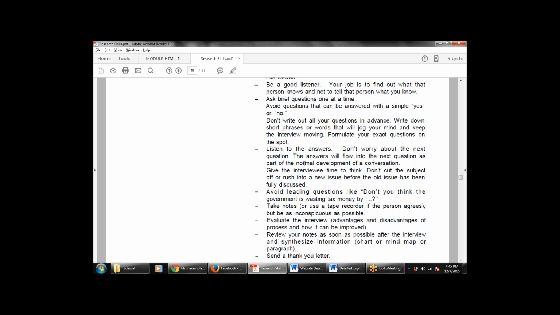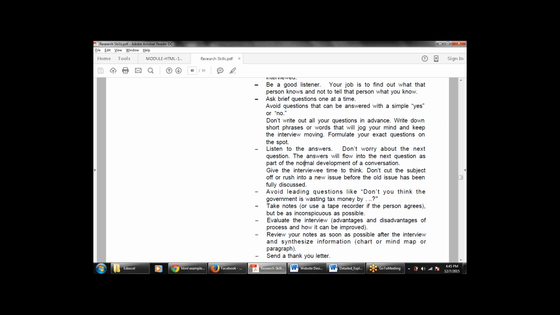Then evaluate the interview. That means evaluate what the various advantages and disadvantages of the process are, and how it can be improved. If I am taking the interview, I can work out whether this is beneficial or not, and if it is beneficial, why it is beneficial, or how I can improve it. If it is not beneficial, what is the main loophole in this, what is the main problem?